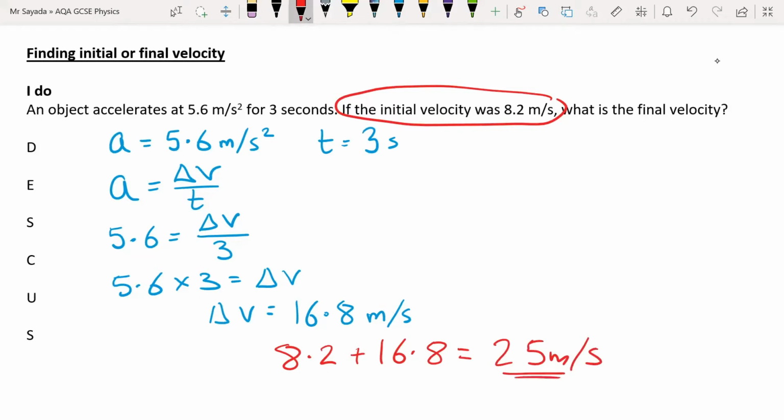I can quickly check that makes sense by just looking back at the question and asking myself, was I speeding up or slowing down? So it says an object accelerates, not decelerates, it says it accelerates at 5.6 meters per second squared for 3 seconds. So I should be at a faster speed. So just to summarize what I did, I used Descus to find the change in velocity, and then I added that change in velocity to my initial velocity to find the final velocity. That's the hardest it can get with this equation. So if you found that difficult, I'd recommend that you watch it again before we do another one together.